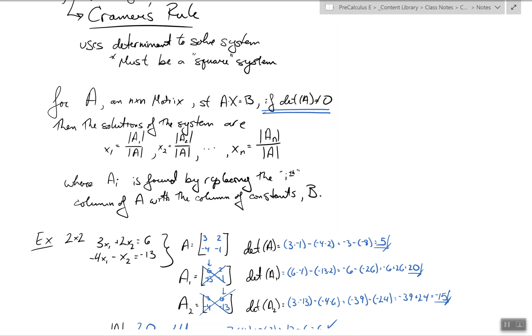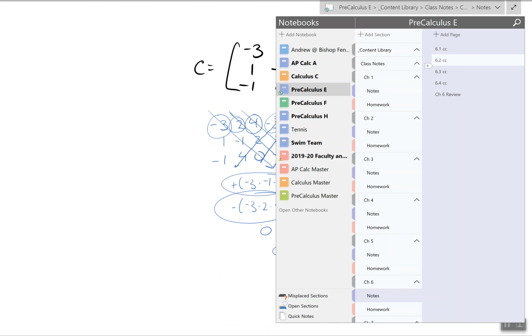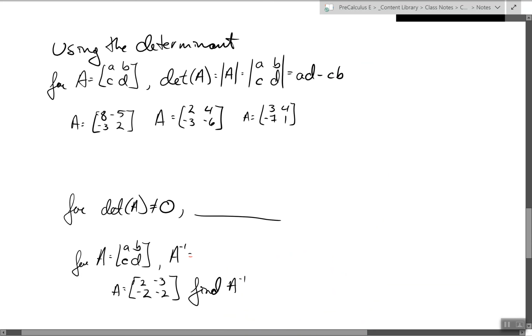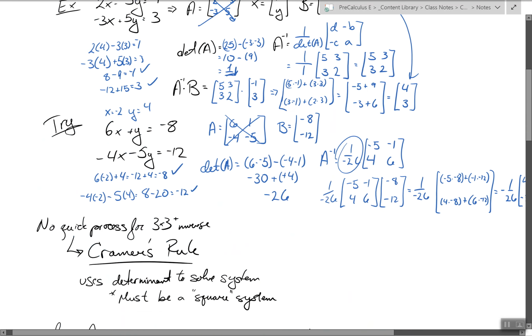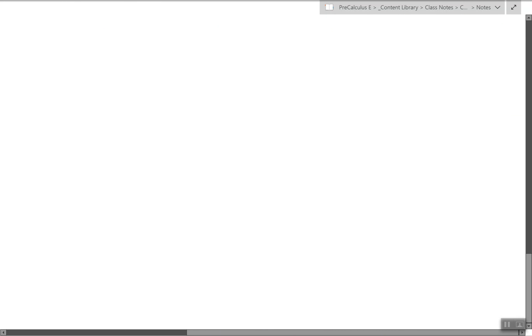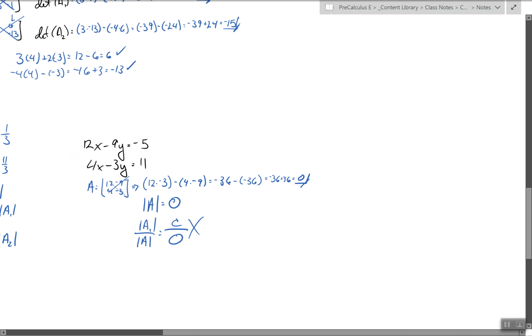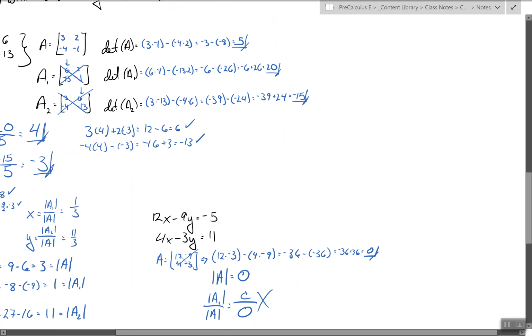If the determinant of A is equal to 0, we also saw in the previous section that that meant it had no inverse, which is what we talked about right here. If the determinant of A equals 0, there is no inverse. So really, when we have this determinant of A equaling 0, there's not a lot we can do with that problem. So if we do run up against that, it's kind of the end of the problem.